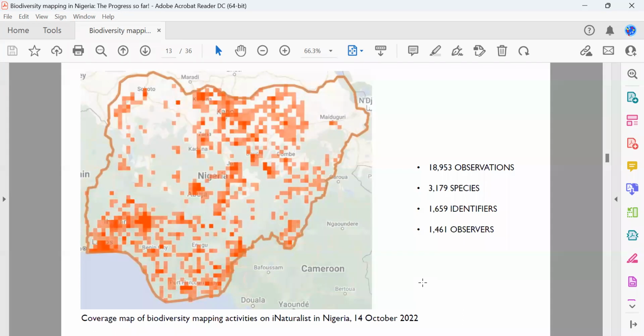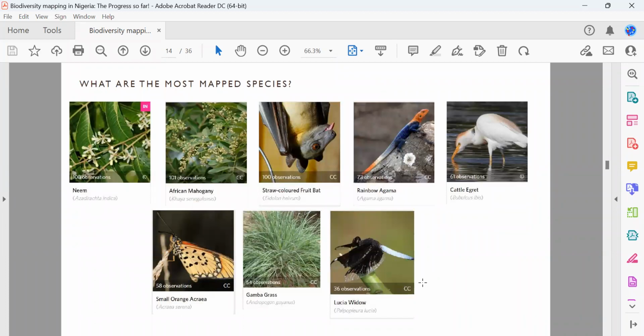In Maiduguri, there is also very little activity, and this is as a result of course, some of the insurgency going on in these areas. But around Kano, Jigawa, Gombe, and central parts of the country, in the southern part, I think we are doing good in terms of mapping activities. So one interesting question we will ask ourselves is, what are the most mapped species on iNaturalist in Nigeria?